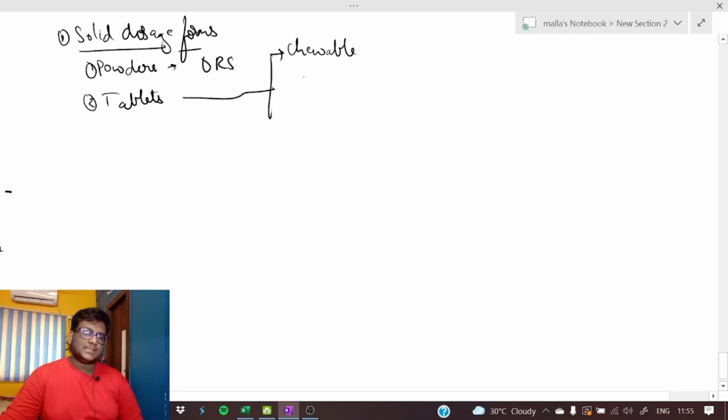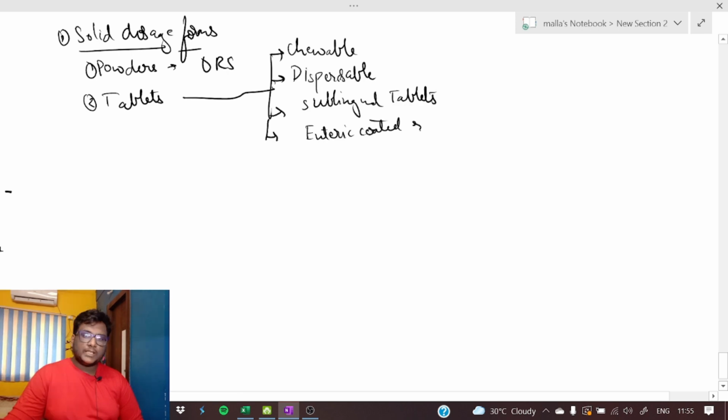The second one is dispersible tablets, as I explained earlier. And the third one is sublingual. You already know about those. And the fourth one is enteric coated. Enteric coated means we use a special coating to protect against the acids in the stomach. The drug we want should act in the intestine, so we use enteric coated tablets so that it doesn't dissolve or disperse in the stomach due to the acids. So it can be dispersed only in the intestines.